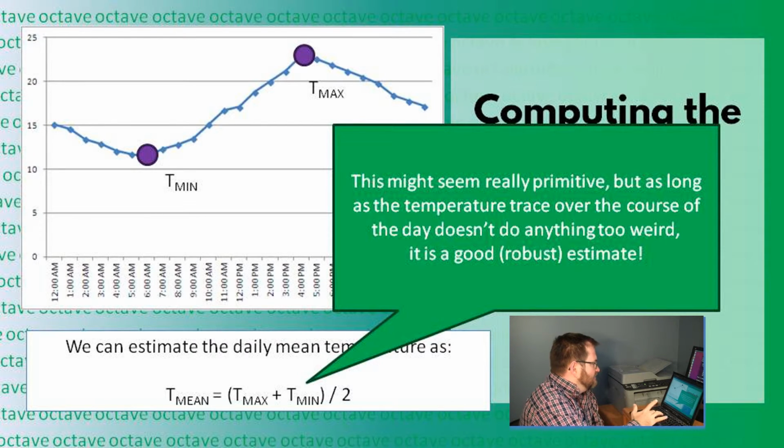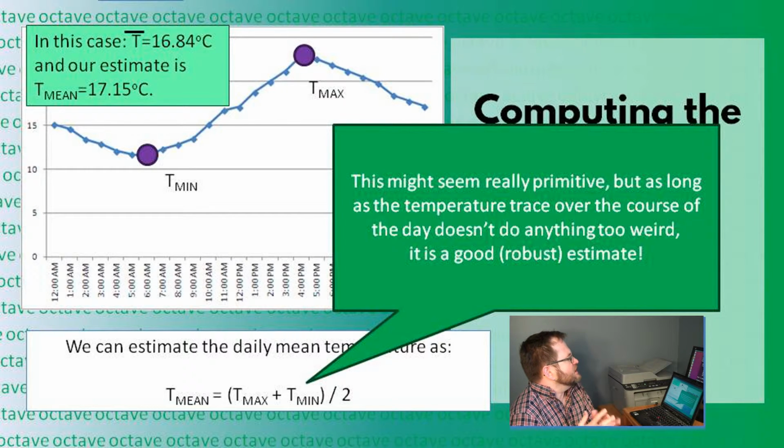I mean, for example, if we took this little temperature trace that I just made up over here in Excel, where I had it getting cooler during the night, warmer during the day, and so on, and I actually added them all up, 24 observations, and computed T-bar, the actual average of those 24 observations, I get 16.8 Celsius. And our little estimate that we get by taking the maximum and the minimum is only 17.15.